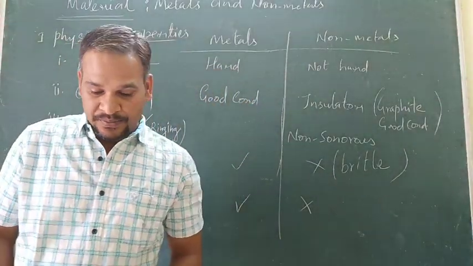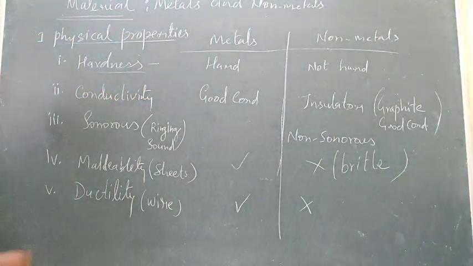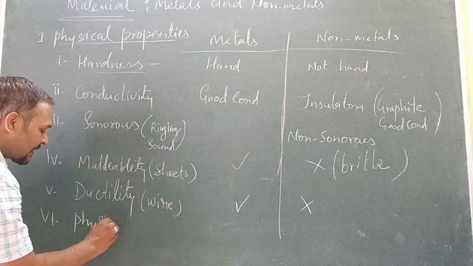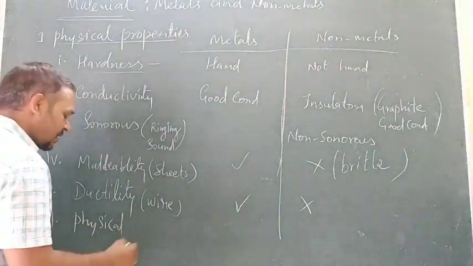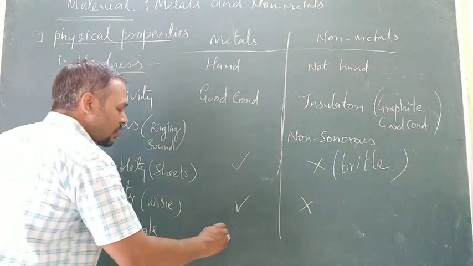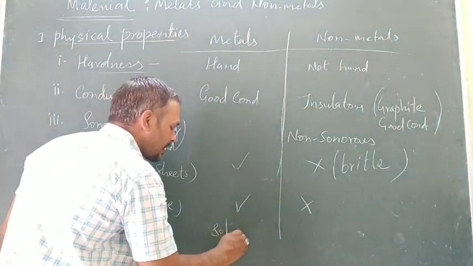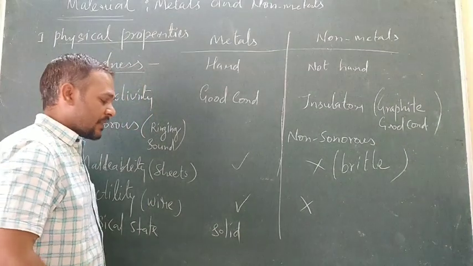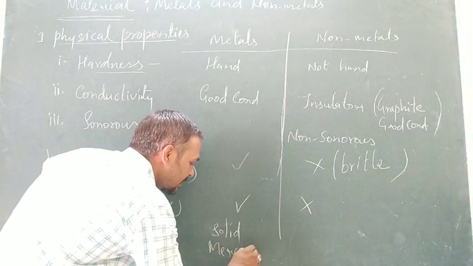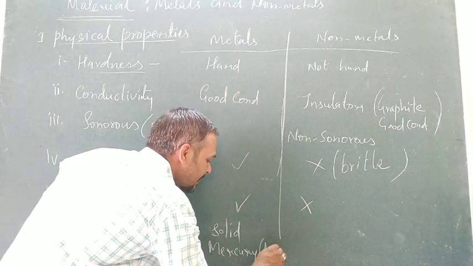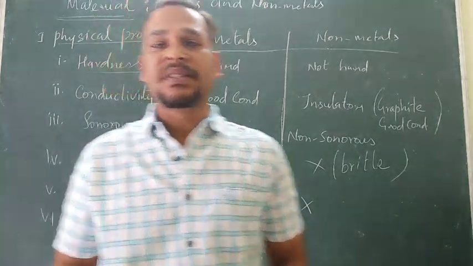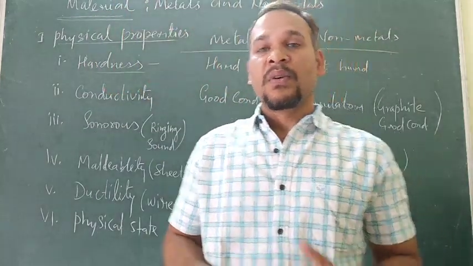Okay, now let's talk about the physical state. All the metals are present in the solid state. Most of the metals are present in the solid state, right? But mercury is present in the liquid state. This is an exception. Getting it? Mercury is present in the form of liquid.